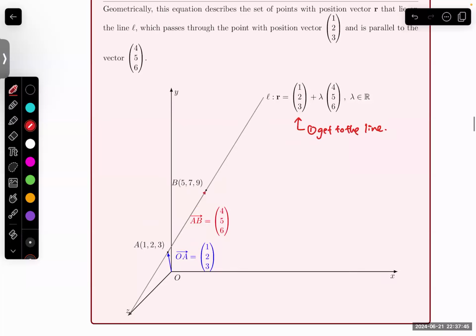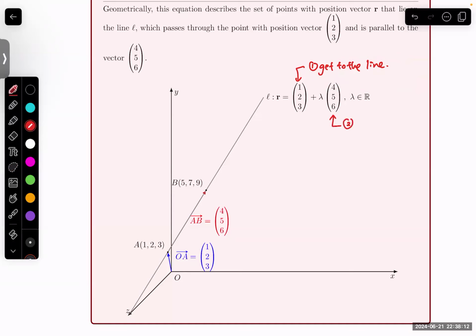Okay, this is the first step, to get to the line. The second step is to, let me shift it up so I can arrange things better. Okay, so the first step is to get to the line. The second step is, this is the direction of the line.